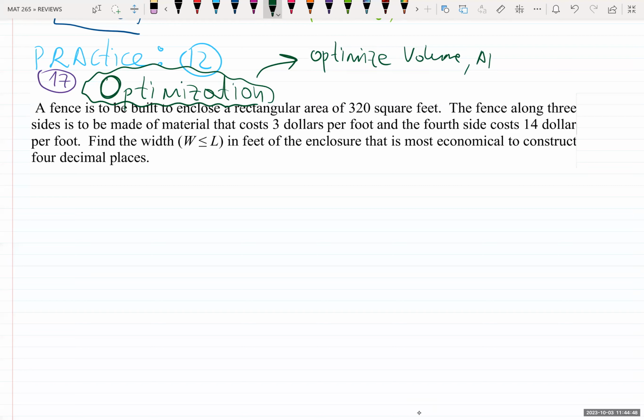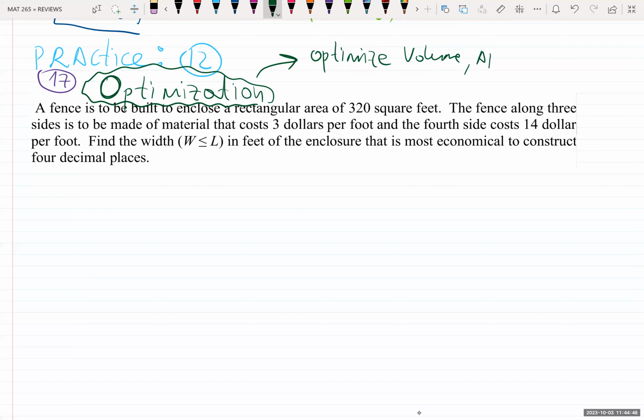Find the width. Well, I will find both: width, length, and area. That's what I'm going to do. Find width, length, area is right there. Width and length. Oh, and total cost, right? Total cost. That's what I will do together with you right now.